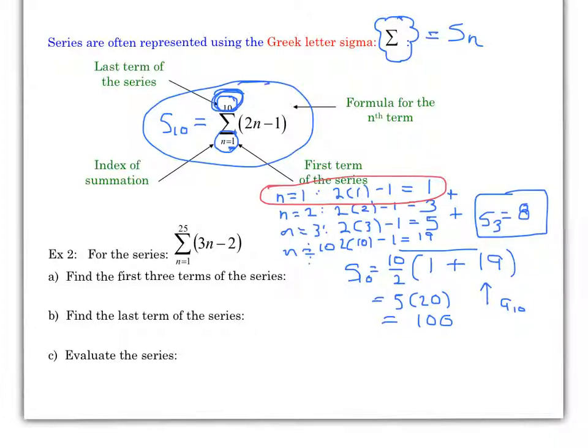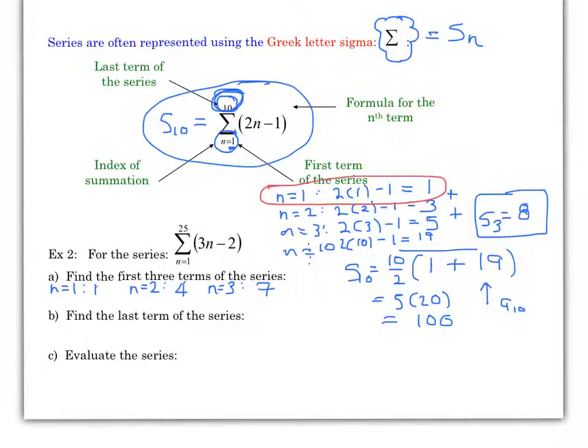Okay, so here's another series. We want to find the first three terms of the series. So what we're going to do is plug in n is 1. So again, 3 times 1 minus 2 is just 1. Then we plug in n is 2. So 3 times 2, 6 minus 2 is going to be 4. And then we're going to plug in when n is 3, and that's going to give us 9 minus 2, which is 7. So those are the first three terms of your series.